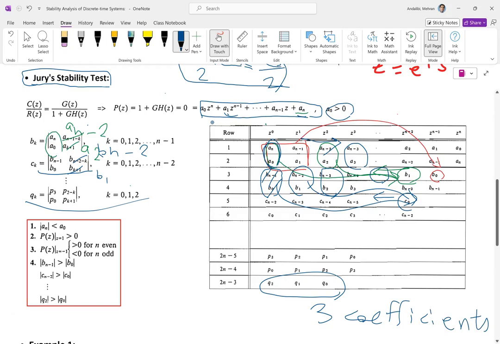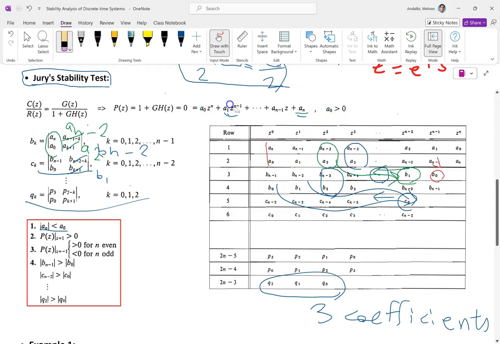So what are the conditions for stability? The first condition is the magnitude of the last an, which is that constant, should be less than a0, and a0 is positive. Remember that a0 is supposed to be positive here. Good? So that's the first thing. An should be less than what? A0, magnitude of an. Then what? Then you need to what?